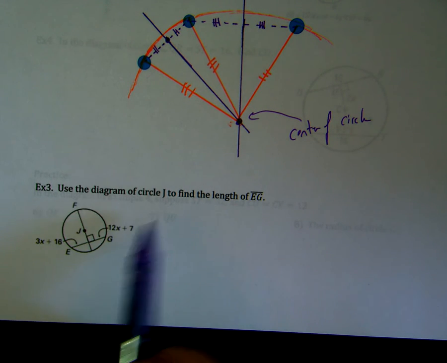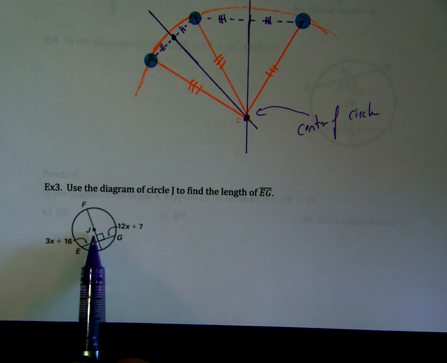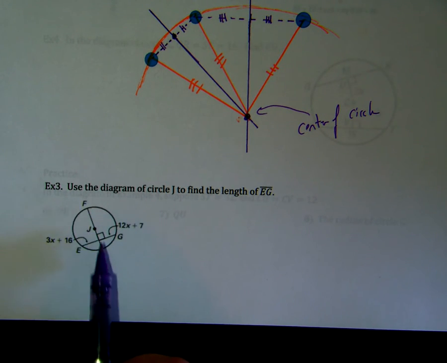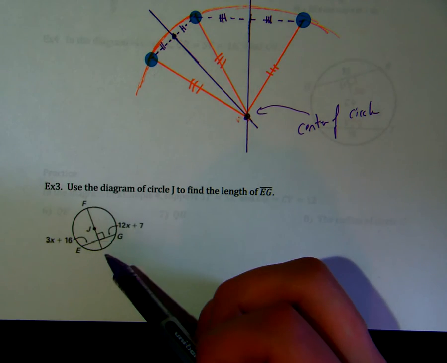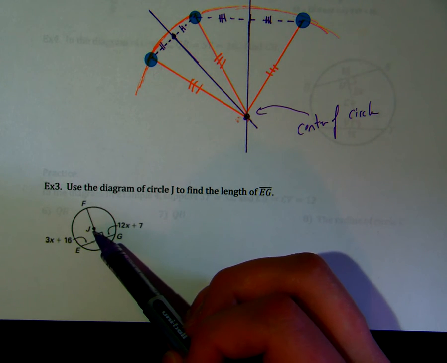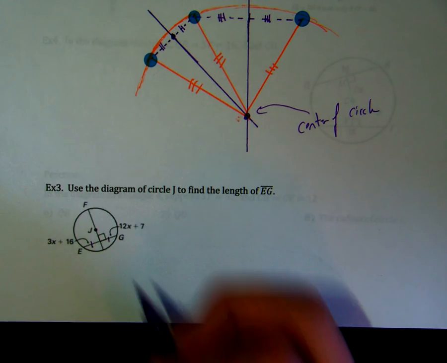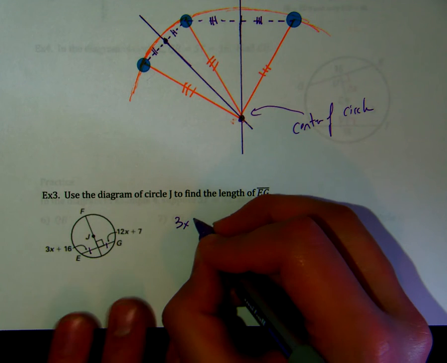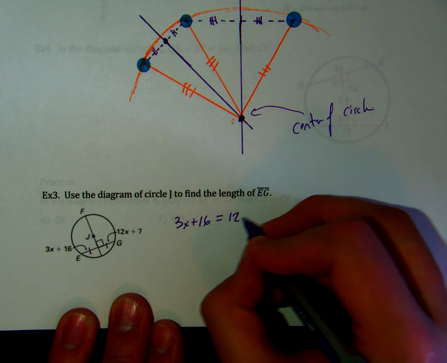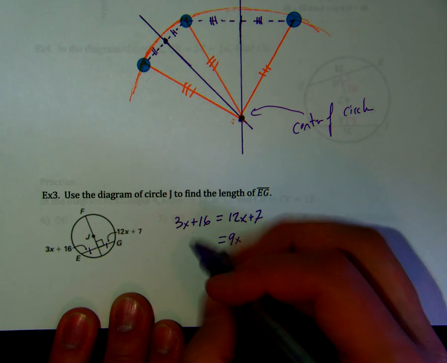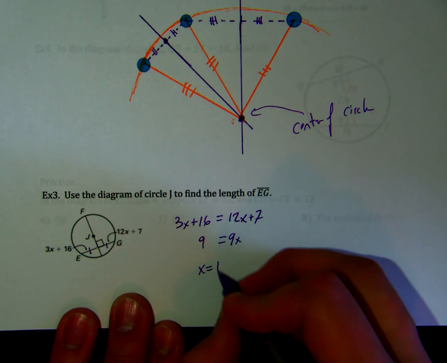So here we have circle J. That's important to know. Remember, circles are named by their centers. FJ is not the chord, but this segment that contains F and J is a chord that goes through the center. That means this is a diameter. The diameter is perpendicular to chord EG. Therefore, it also bisects the chord EG. That means that 3x plus 16 is equal to 12x plus 7. If we solve that, subtracting 3x from both sides, subtracting 7 from both sides, you get x equals 1. That's not the answer to the question.